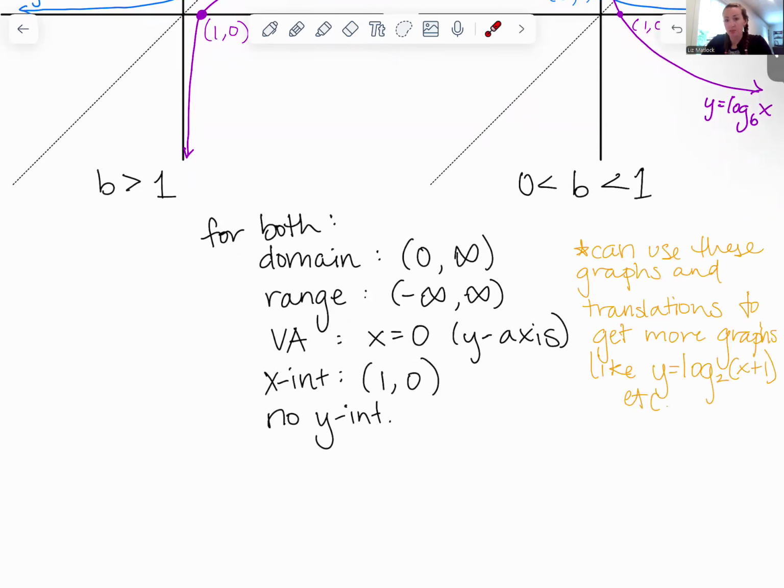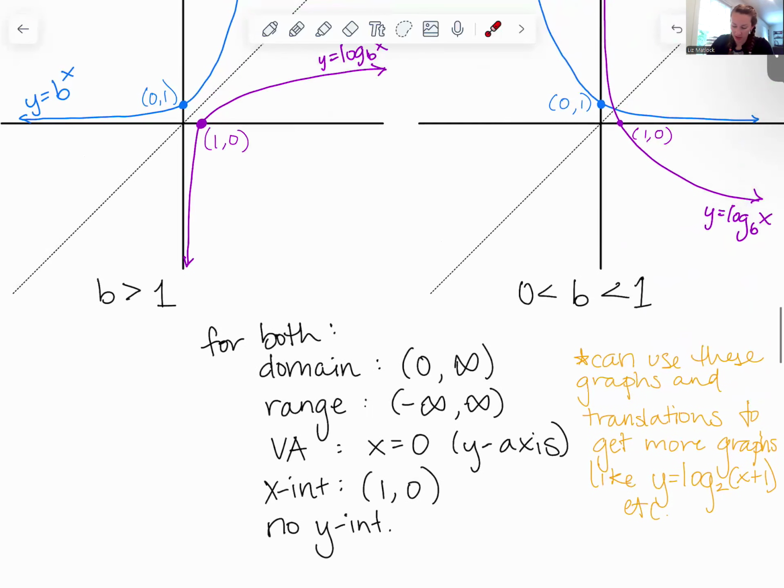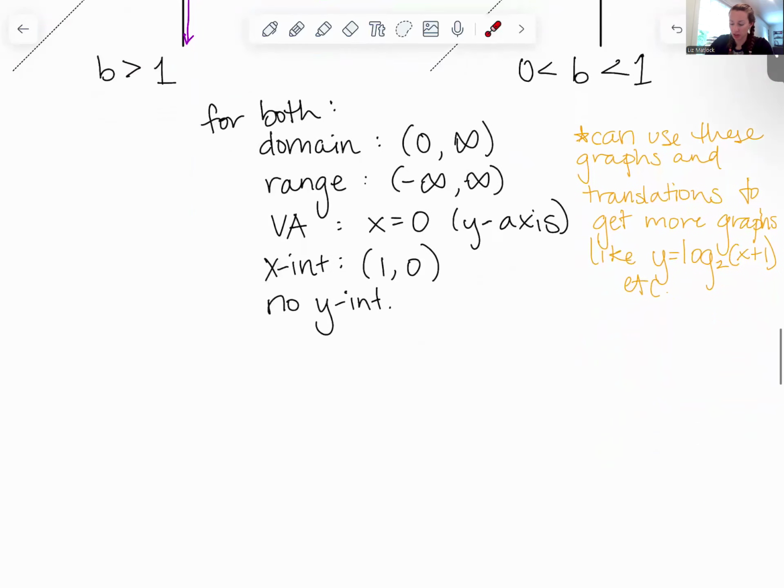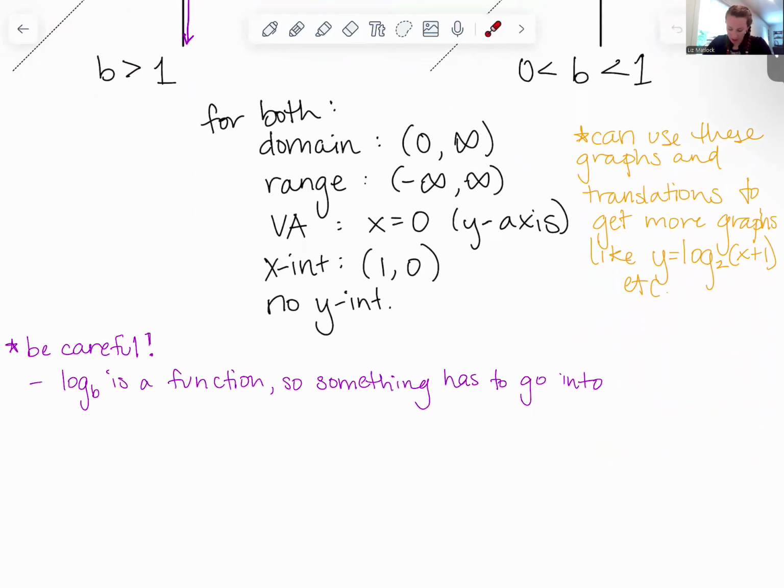Okay, and we can use these basic graphs and what we know about translations to get more graphs. For instance, like y equals log base 2 of x plus 1, or y equals log base 2 of x minus 3, or whatever it is. We can use the basic shapes of these graphs along with what we know about translations to get more functions' graphs.